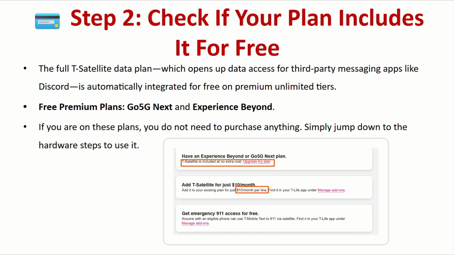Step 2. Check if your plan includes it for free. The full T-Satellite data plan, which opens up data access for third-party messaging apps like Discord, is automatically integrated for free on premium unlimited tiers. Free premium plans include Go5G Next and Experience Beyond. If you are on these plans, you do not need to purchase anything. Simply jump down to the hardware steps to use it.